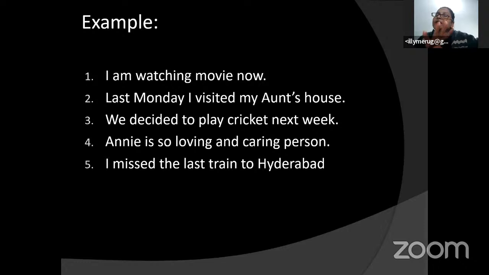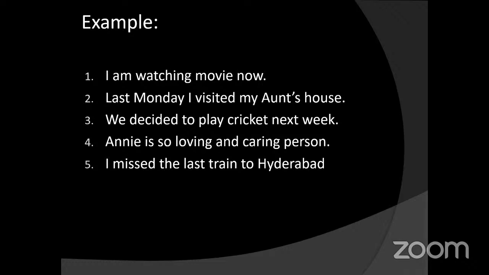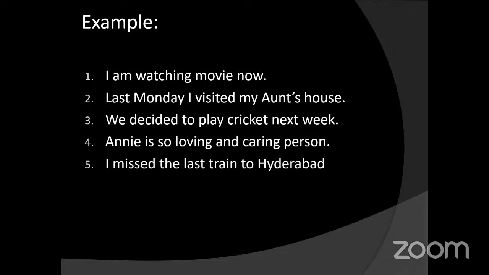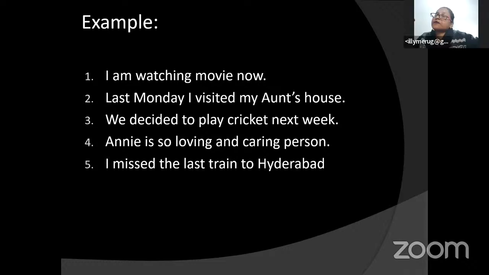Someone else, not you guys. Someone else, please. We decided to play cricket next week. So what are the features of this statement? We is a pronoun. Decided is a verb. To is a preposition. Play is a verb. Next week is future tense.